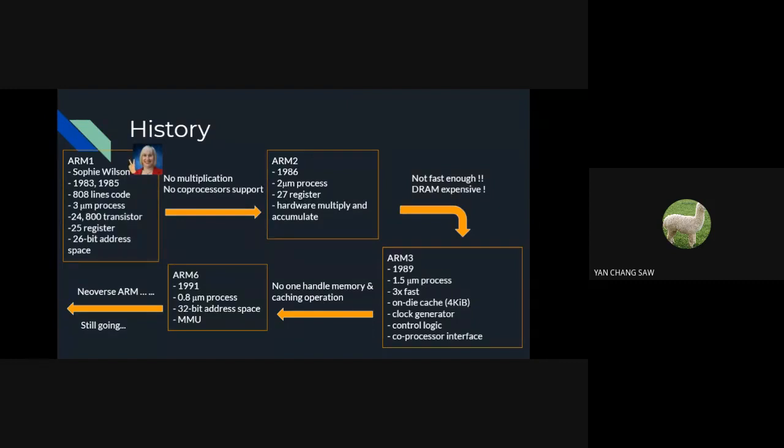Then when the cache was being designed into the CPU, they found out that there was a problem: no one handled the memory and caching operation. From here, they came out with the ARM6, with virtual memory and an integrated MMU.